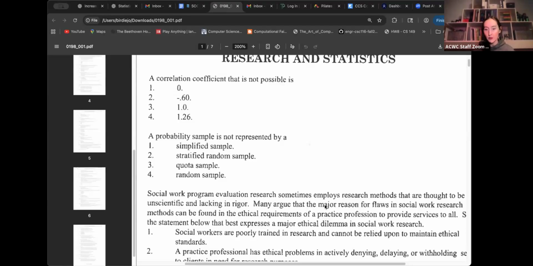So we know a 0 is possible. That can be true. We know that negative 0.6 can be true because we can go all the way to a negative 1. We know 1 can be positive. We can go all the way up to a positive 1. But we cannot go above positive 1 or below negative 1. So the one that's not possible would be only the 1.26. Does that make sense, y'all? It's okay if it doesn't.